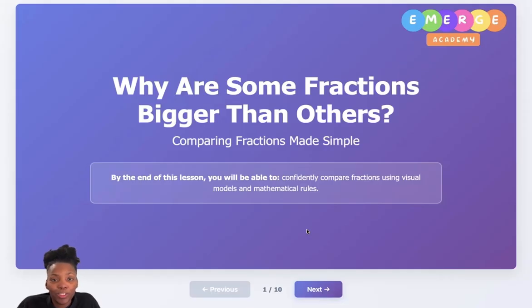In the last lesson, we looked at what is a fraction and what are the different components that make up a fraction. So if you haven't seen that already, make sure you watch that before watching this one. I will link it up in the cards above.